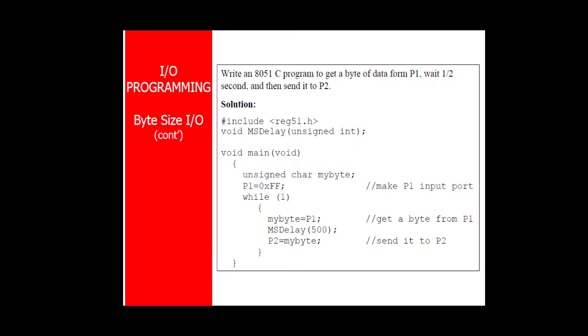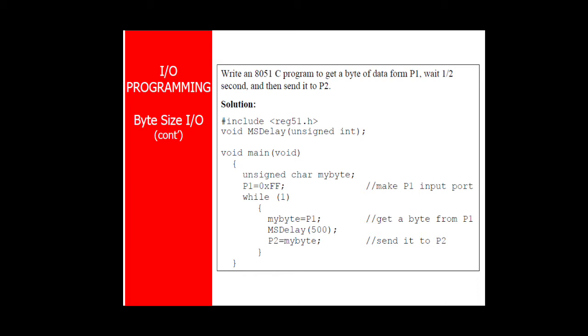Next is another example. Write an 8051 C program to get a byte of data from port 1, wait half a second, and then send it to port 2. Here we have to insert a delay, and the time is given, hence we need to write a delay function. It is just the same as we have seen in the previous example.